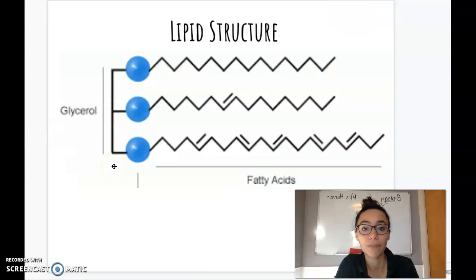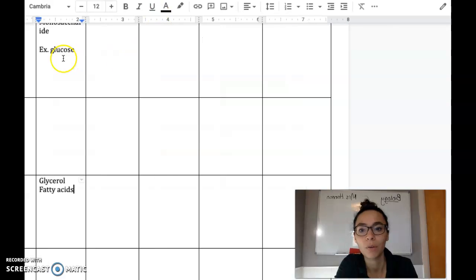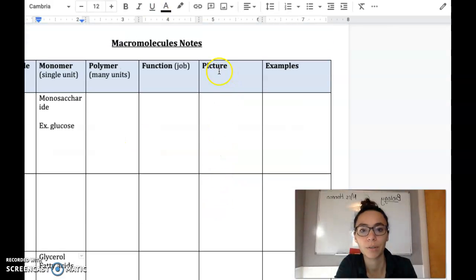The structure of the lipid looks like this. We have a glycerol molecule on this side, and then the fatty acid chains kind of look like little zigzags. They're made of carbons and hydrogens. So you should draw a picture of this structure in your notes where it says pictures. Here.